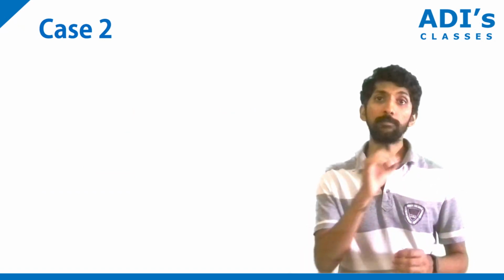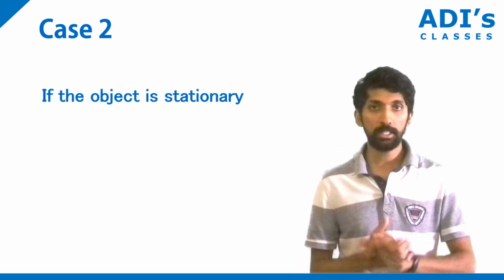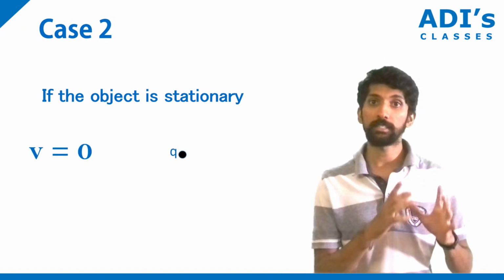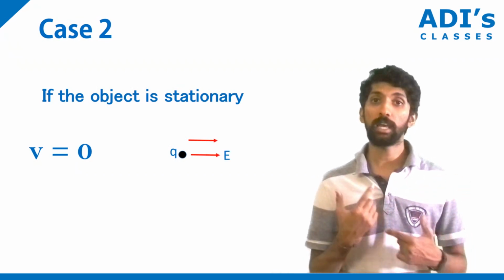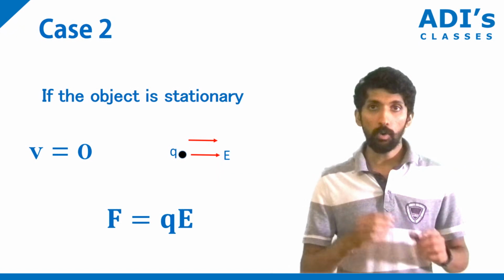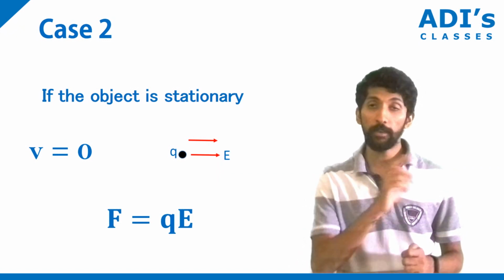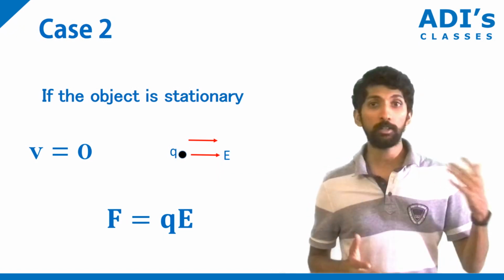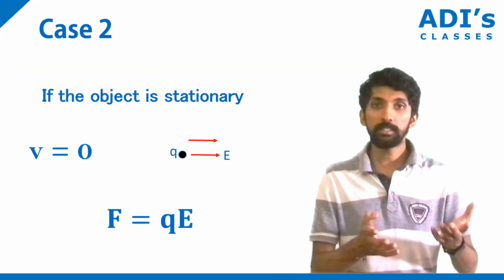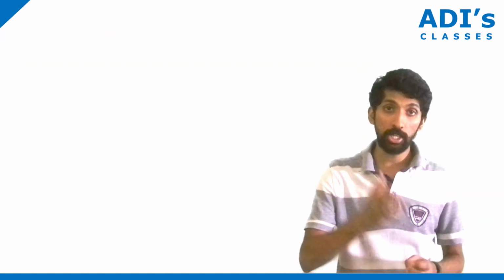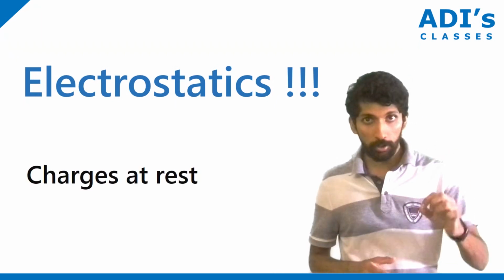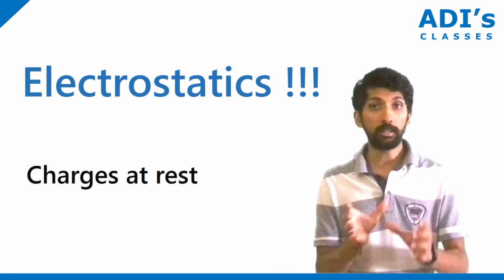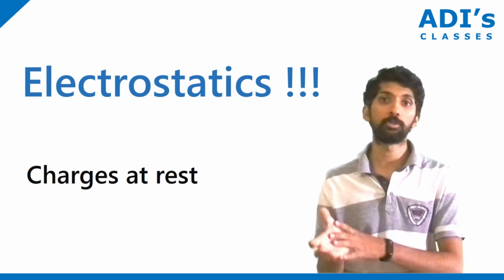The second case is if the object is stationary. If the object is stationary, what is the velocity? 0. This is the object at rest, but it has its own electric field, correct? So what will be the force? F is equal to Q into E, right? What do you infer? Go back to first chapter. F is equal to QE. This is nothing but electrostatics, which is nothing but charges at rest. So from Lorentz force we can actually get electrostatics concepts. This plays a very important relation between charges at rest and charges in motion.